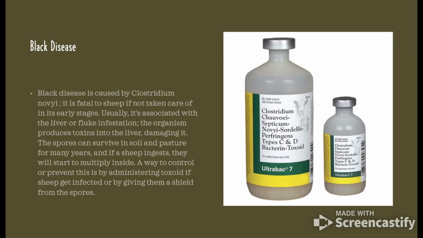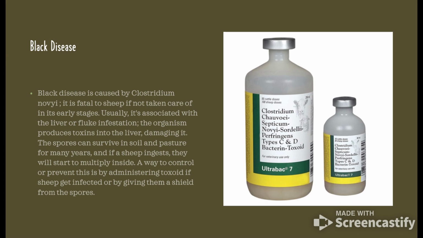Black disease. Black disease is caused by Clostridium novyi. It is fatal to sheep if not taken care of at its early stage. Usually it's associated with liver fluke infestation. The organism produces toxins in the liver, damaging it. The spores can survive in the soil and pasture for many years. If a sheep ingests them, they will have problems due to the spores.